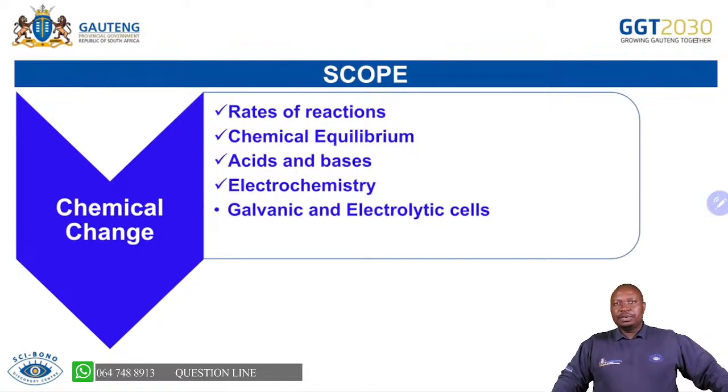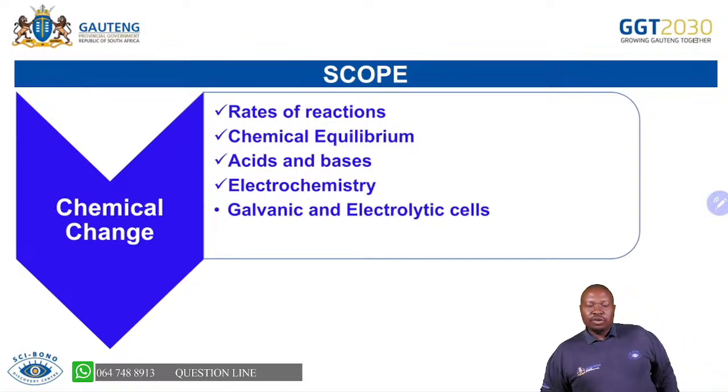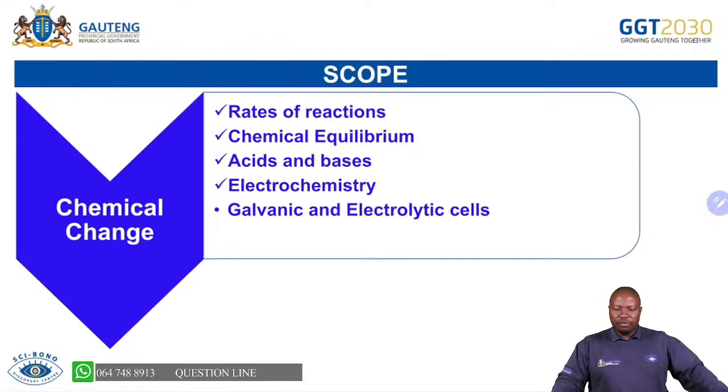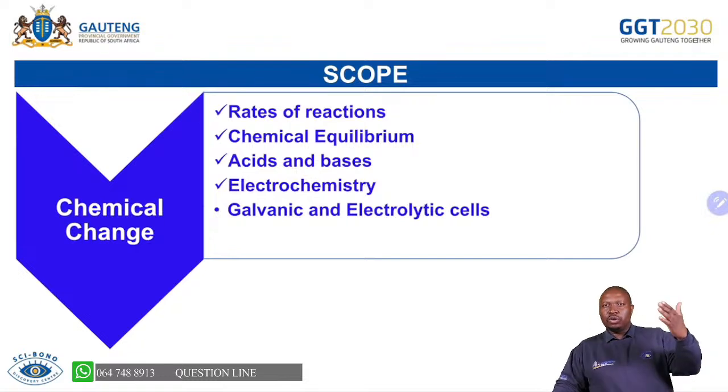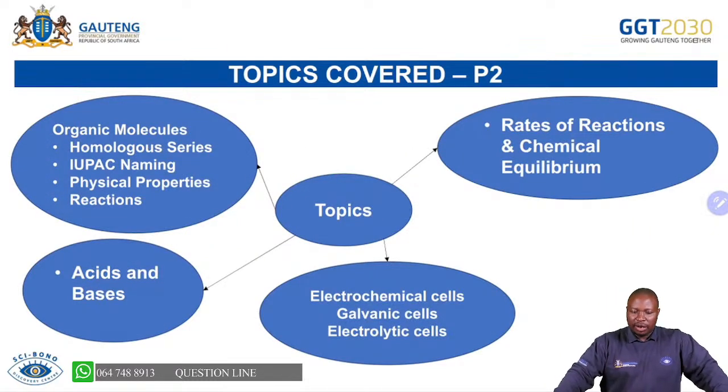Again, as we go on, we'll do your rates of reactions, which is your question 5, your chemical equilibrium, your question 6, your acids and bases, usually question 7, electrochemistry, which is your galvanic cells in question 8, and your electrolytic cells in question 9. So that has been the structure of the paper, and these are the topics. We're going to follow them in that order so that you are prepared and you are able to do well as far as these topics are concerned.